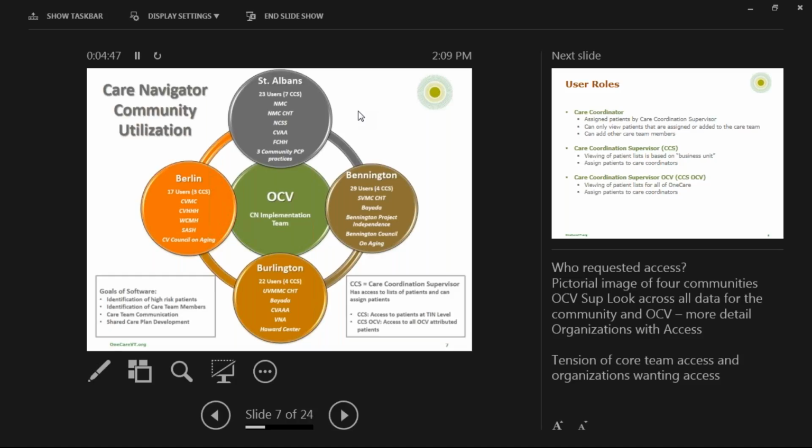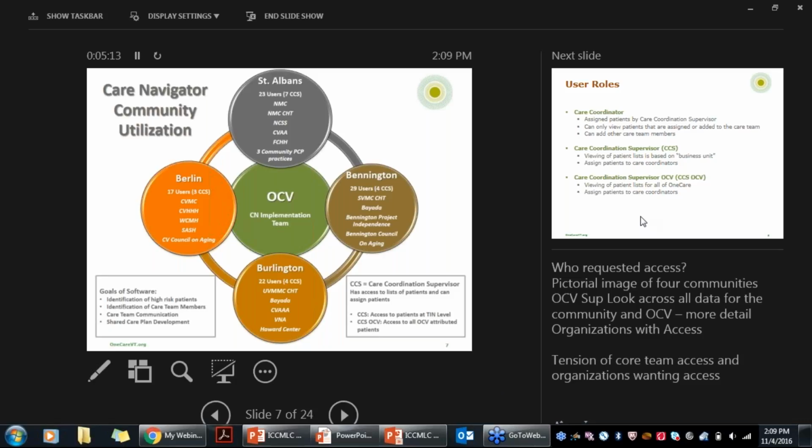And as we're working in these communities, we continually focus on what are the goals of the software. If you look at the lower left-hand corner: identifying high-risk patients, identifying care team members, care team member communication, and shared care plan development. So in Care Navigator, there are a couple different roles, and I'll go into that more on the next slide. But the Care Coordination Supervisor is the one who has lists of patients. So the more Care Coordination Supervisor roles we see in a community, the better, because those are people that can be assigning patients. So if you could go to the next slide.